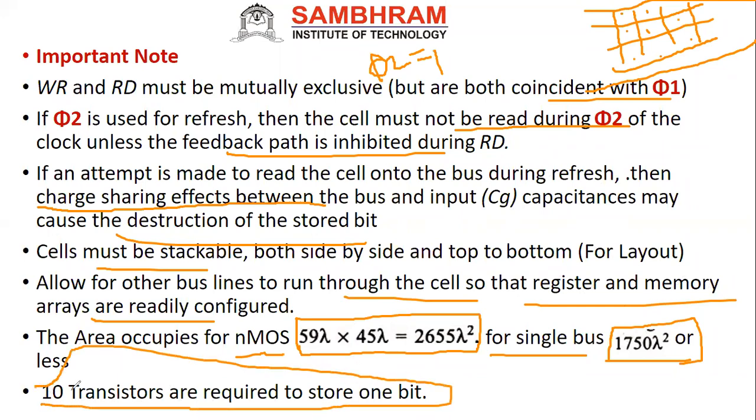Then 10 transistors are required to store 1 bit. This is what I said earlier. Totally, that is for which version? This is the CMOS version. In the CMOS version, 10 transistors are required.